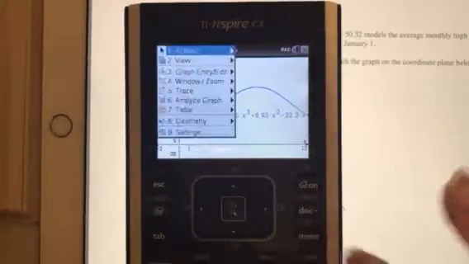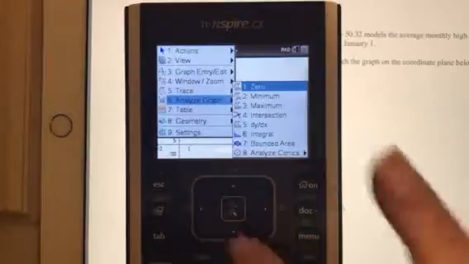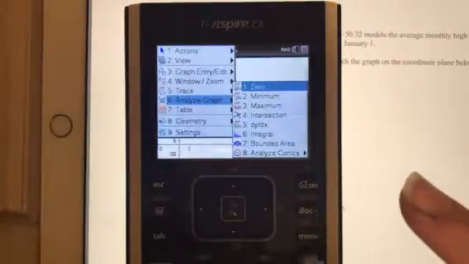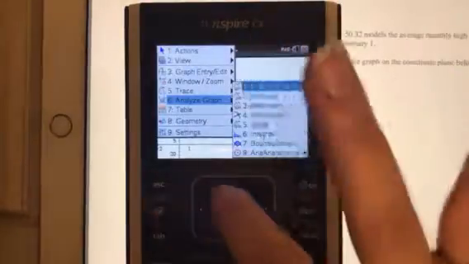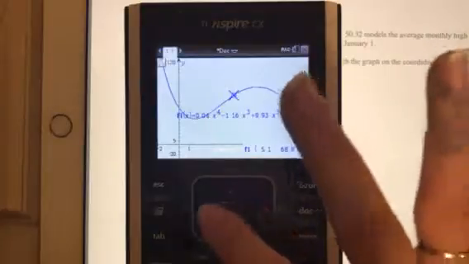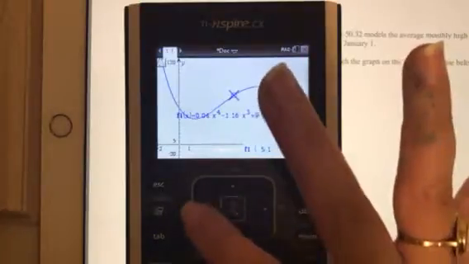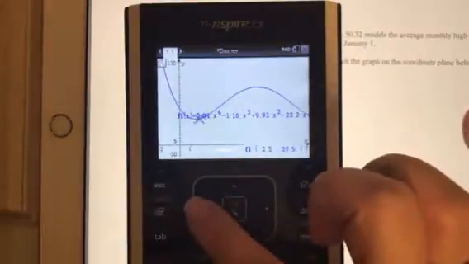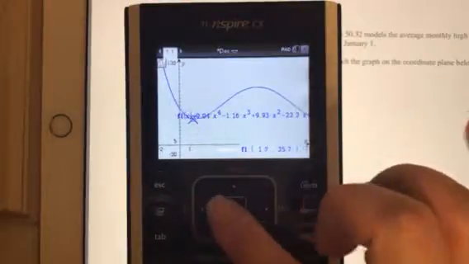If we go to menu, analyze graph. I don't know if we can trace on this one. I have not been able to figure out how to do that. Oh, never mind. Trace the graph. So we can look at the coordinates down there. So we're looking for where it crosses this.